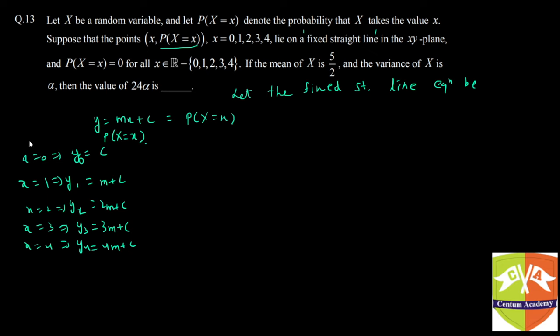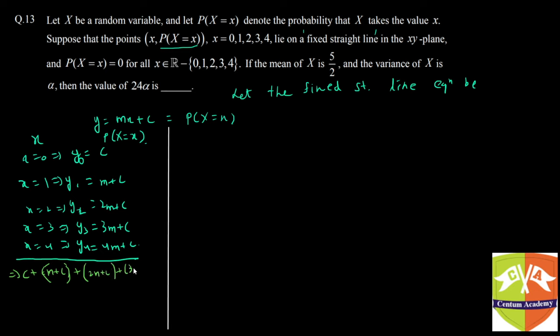So I got the probability distribution table, x versus P(x). And you know that these are 5 mutually exclusive and exhaustive events. That means the sum of their probabilities must be equal to 1. So c plus m plus c plus 2m plus c plus 3m plus c and finally plus 4m plus c equals 1. So the simplified equation would be 5 times c, plus m times 4 plus 3, 7 plus 3, 10. So 10m plus 5c equals 1, equation number 1.